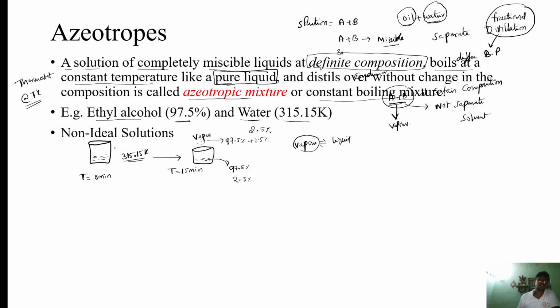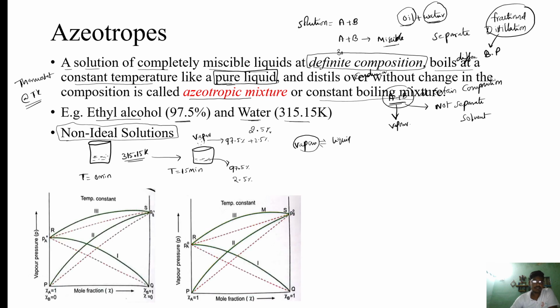And these are usually non-ideal solutions. This point you must remember, there is a chance of it being asked in competitive examinations. They'll ask what azeotropes are: ideal solution, non-ideal solution, both of the above, or only one of the above. So the correct option would be non-ideal solutions. Here we have studied non-ideal solutions.